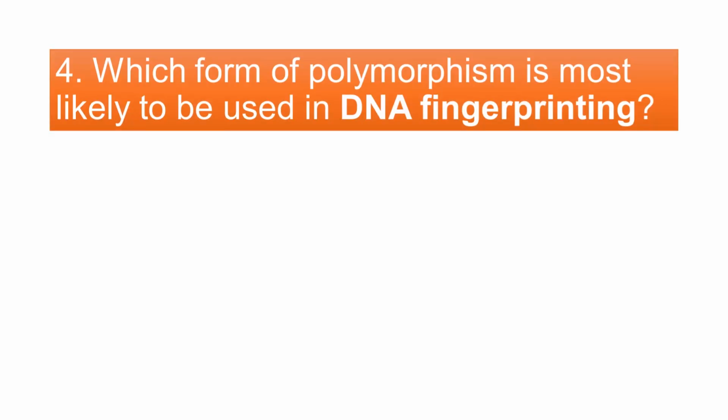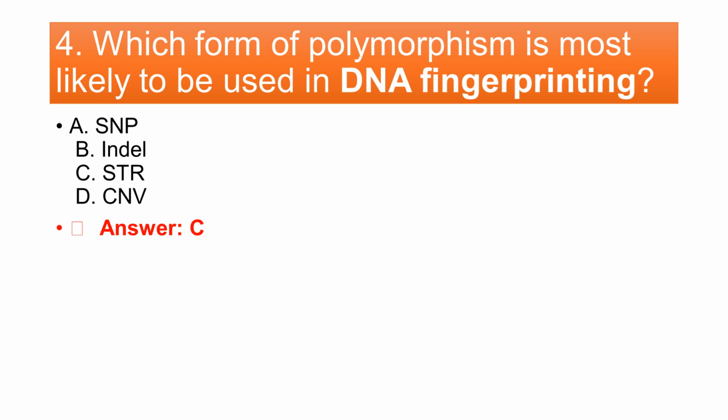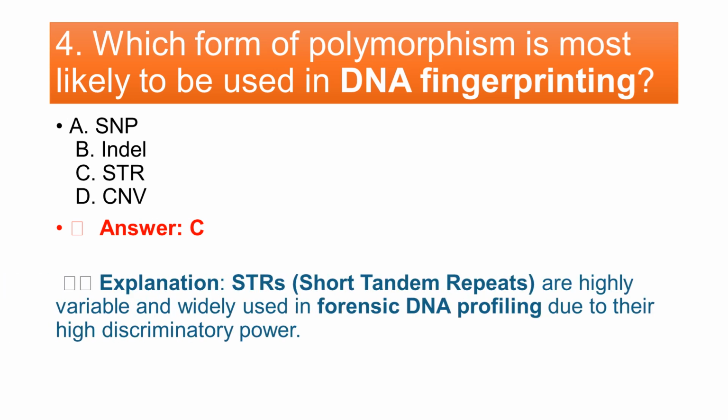4. Which form of polymorphism is most likely to be used in DNA fingerprinting? A. SNP. B. Indel. C. STR. D. CNV. Answer: C. Explanation: STRs, short tandem repeats, are highly variable and widely used in forensic DNA profiling due to their high discriminatory power.